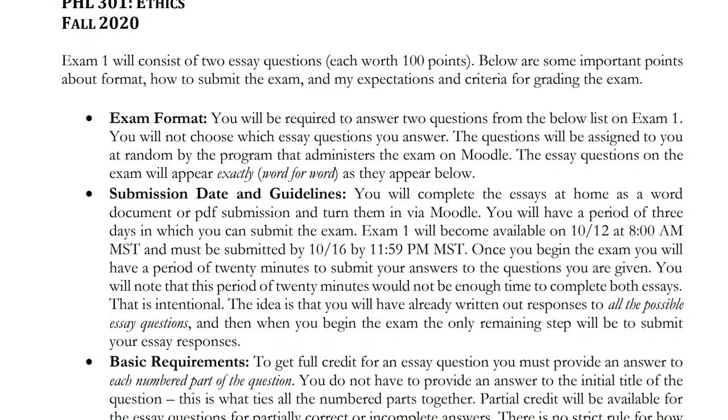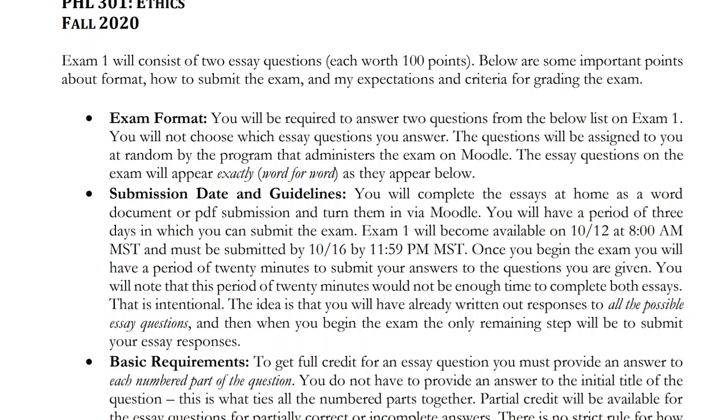First, each exam is worth 200 points. The format of the exam is you'll be required to answer 2 essay questions, and each of those essay questions will be worth 100 points. So that's 200 points total. All right, so the first thing you should ask yourself is, okay, well, where will these essay questions come from? Will I have them in advance of the exam? And the answer to that question is yes.